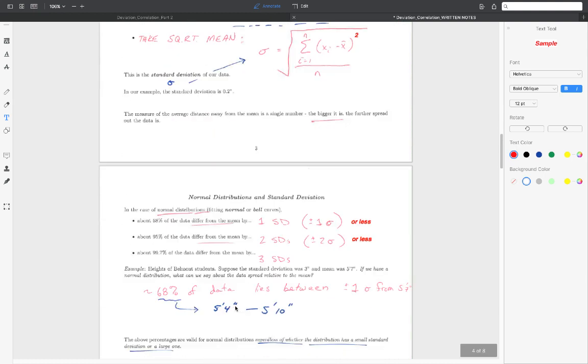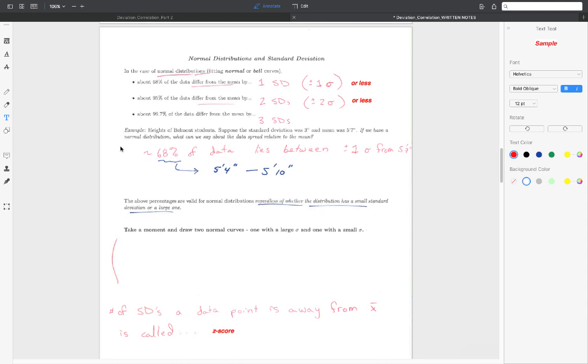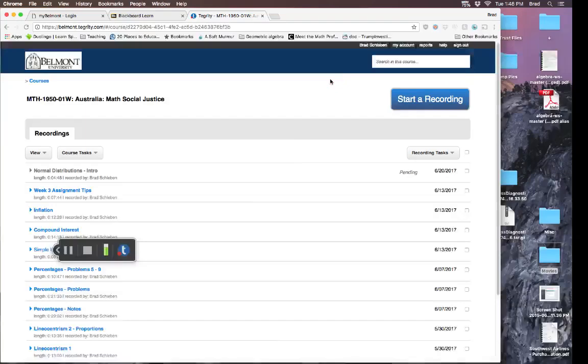One of the reasons we care about standard deviations so much is that with normal distributions, and it is by design important for normal distributions, the standard deviation can tell us a lot about our data and where it falls. So in the case of normal distributions, fitting normal or bell curves, about 68% of our data differs from the mean by 1 standard deviation or less. In other words, it's within adding 1 standard deviation or subtracting 1 standard deviation. So let's see a picture.